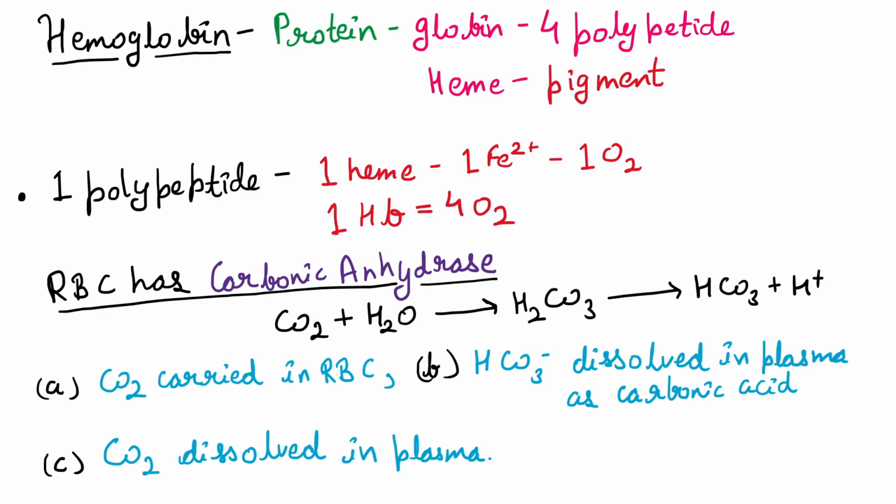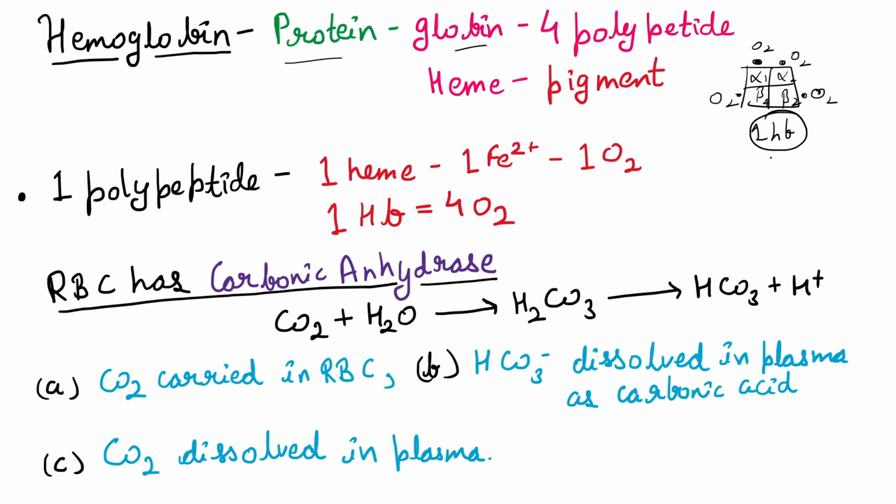Moving further, now talking more about hemoglobin. Hemoglobin is a protein, and globin is 4 polypeptides. So it is majorly made of 4 polypeptides, that means 2 alpha units and 2 beta units constitute 1 hemoglobin. As it consists of 4 subunits, every subunit binds to one oxygen molecule.